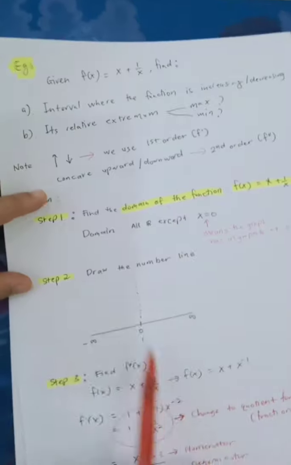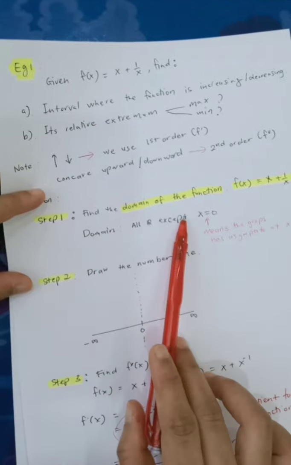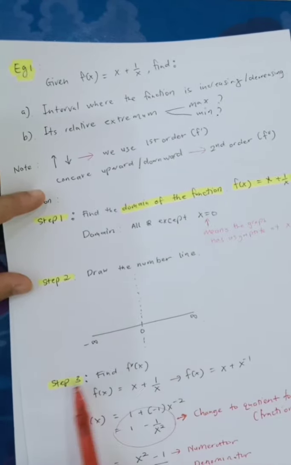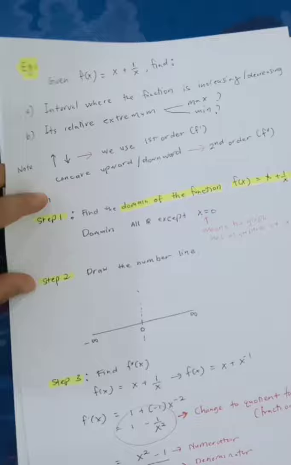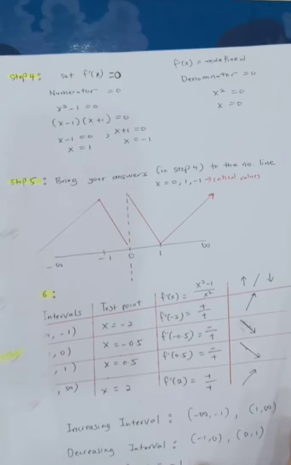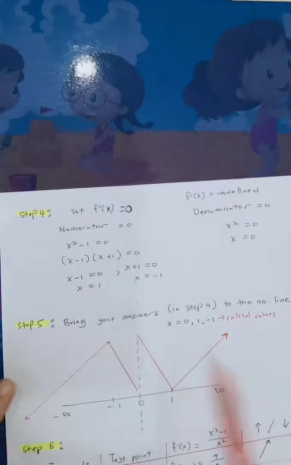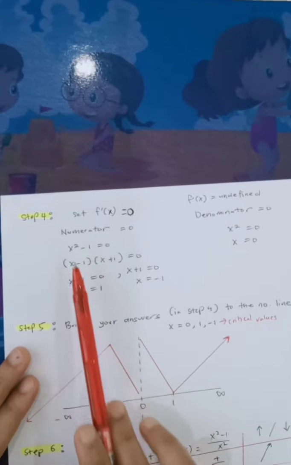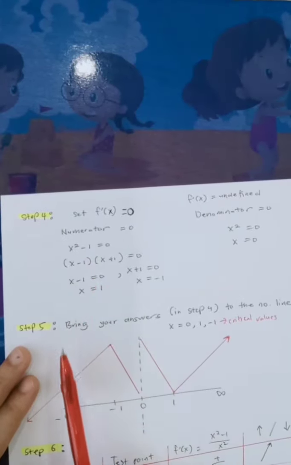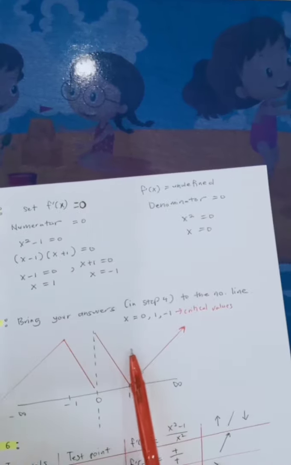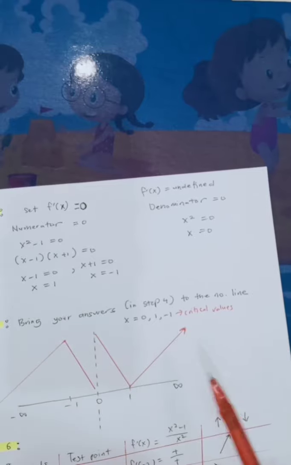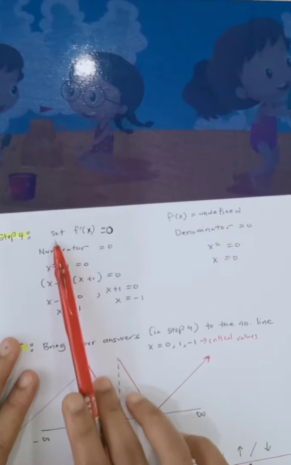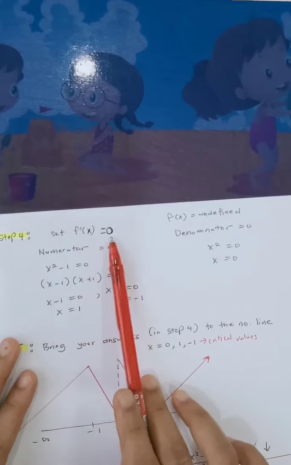Remember the steps. Step 1, find the domain. Step 2, draw the number line. Step 3, differentiate first order. Now step 4, this is very important. In step 4, you have to find the critical points where there is a turning point, where the function might go to increase or decrease. To find the critical points, we set f prime x equal to 0.